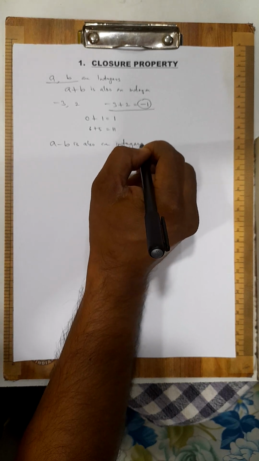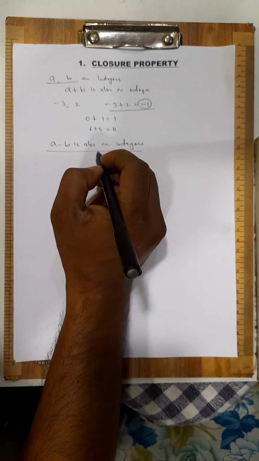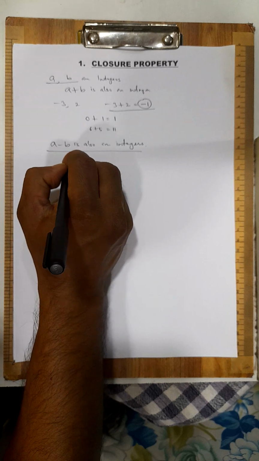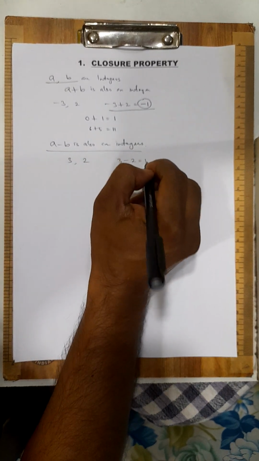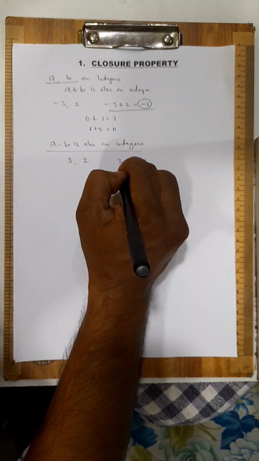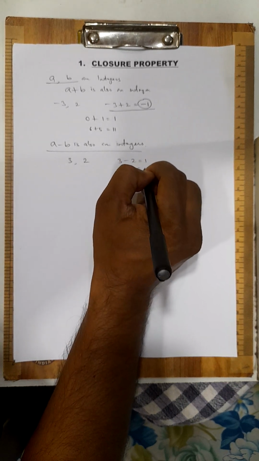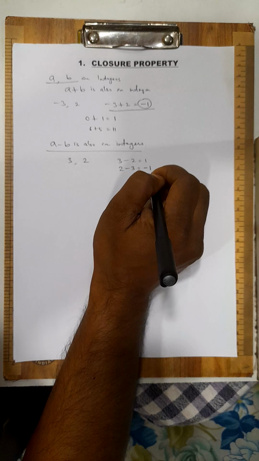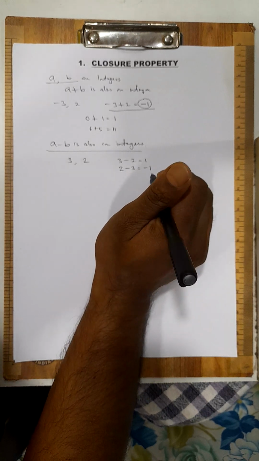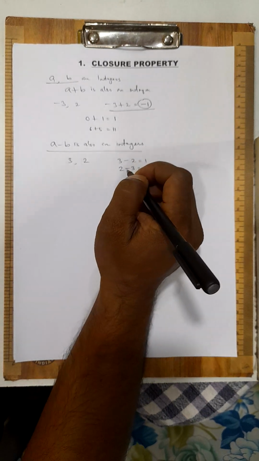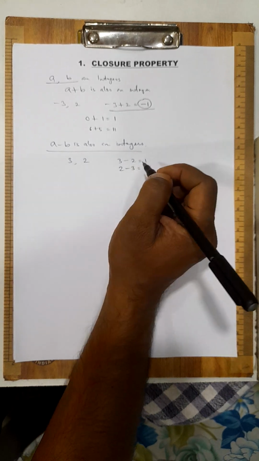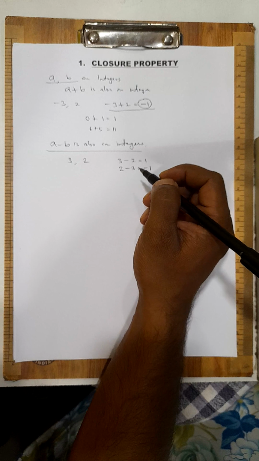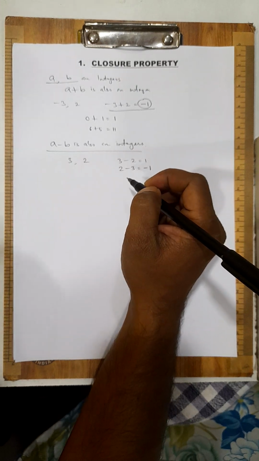If a and b are two integers, then a minus b is also an integer. Say for example 3 and 2 are integers. 3 minus 2 equal to 1, it is also again an integer. 2 minus 3 equal to minus 1, it is again an integer, right? So subtraction of any two integers is also an integer. That means integers are closed with respect to the operation of subtraction.